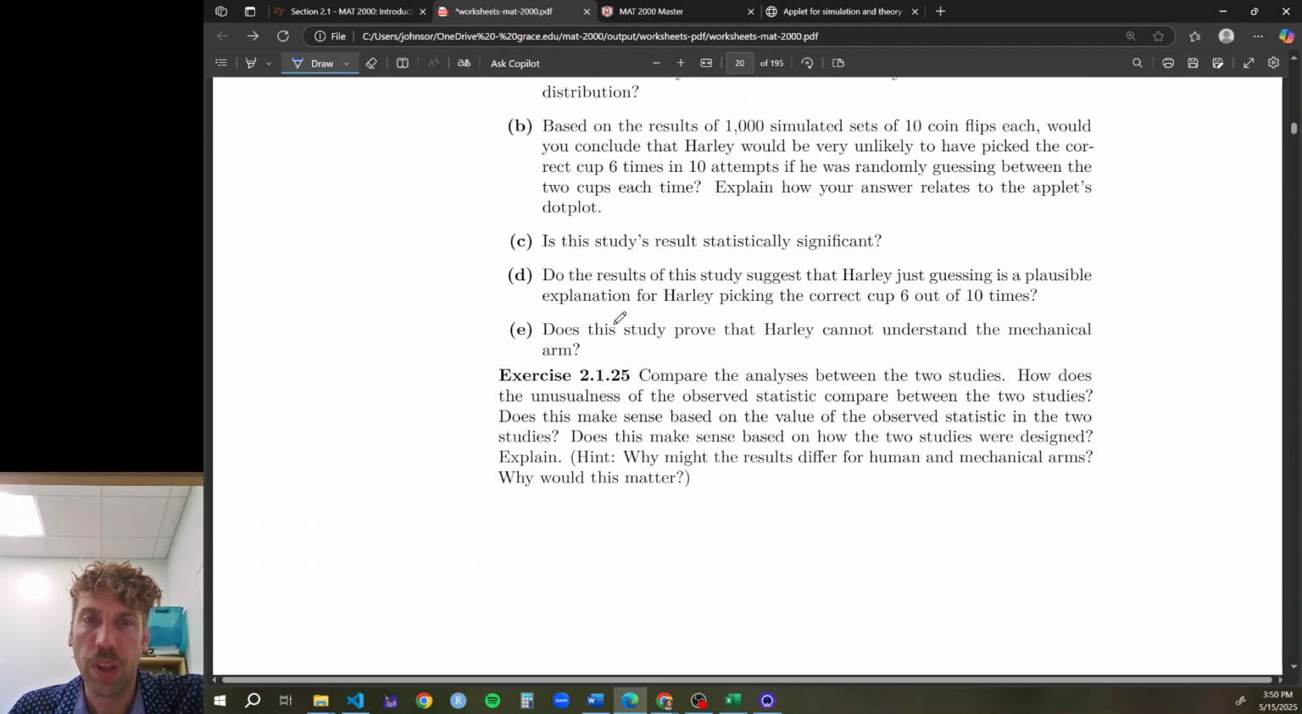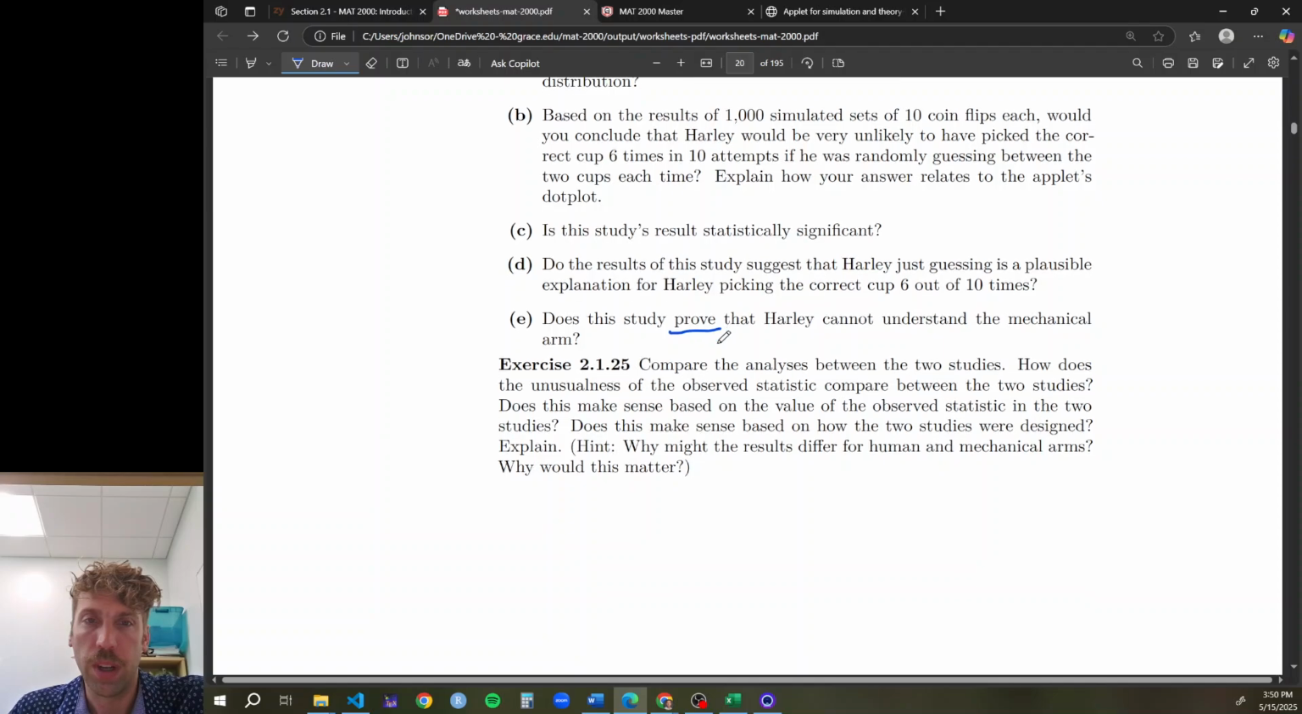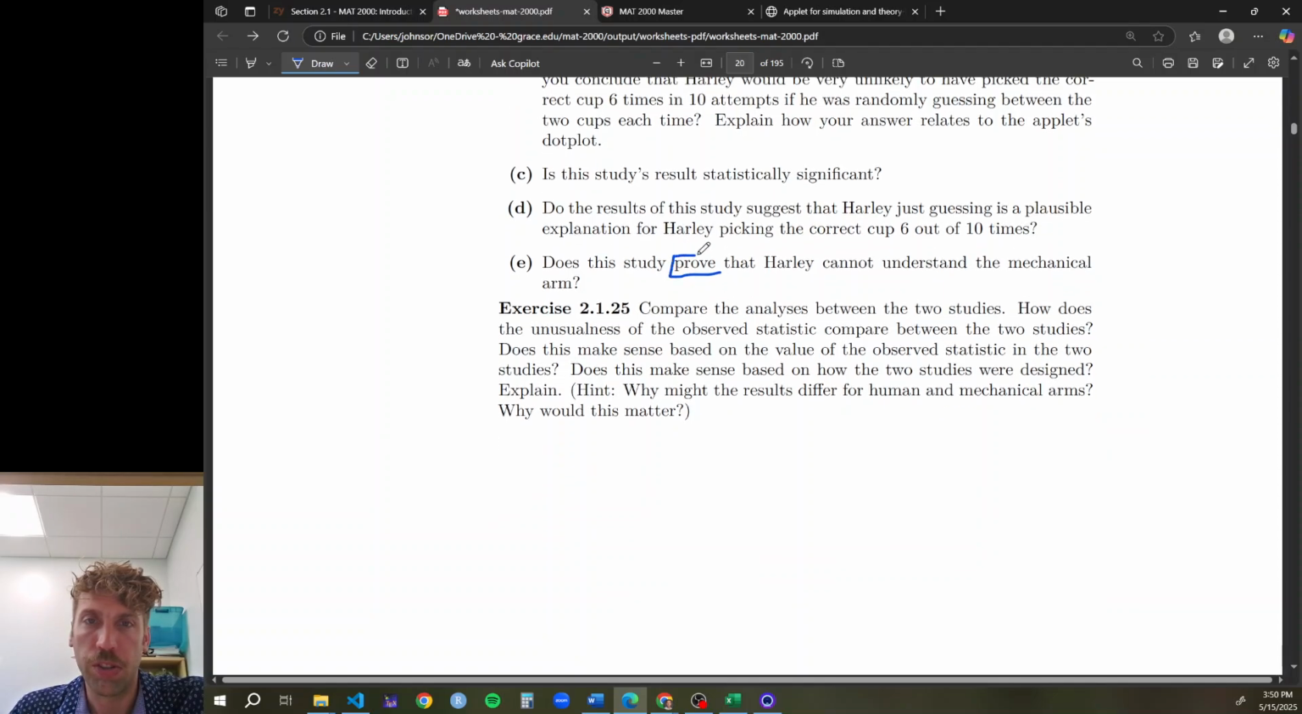Okay? Now for part E, be careful with the word prove. Prove is a very strong word, so be careful with that one. And then compare the analysis between the two studies. How does the usualness of the observed statistic compare between the two studies? Does this make sense based on the value of the observed statistic in the two studies? Does this make sense based on how the two studies were designed? So explain. There should be several sentences here. And then the hint gives you plenty. So hopefully that helps you to complete this worksheet.